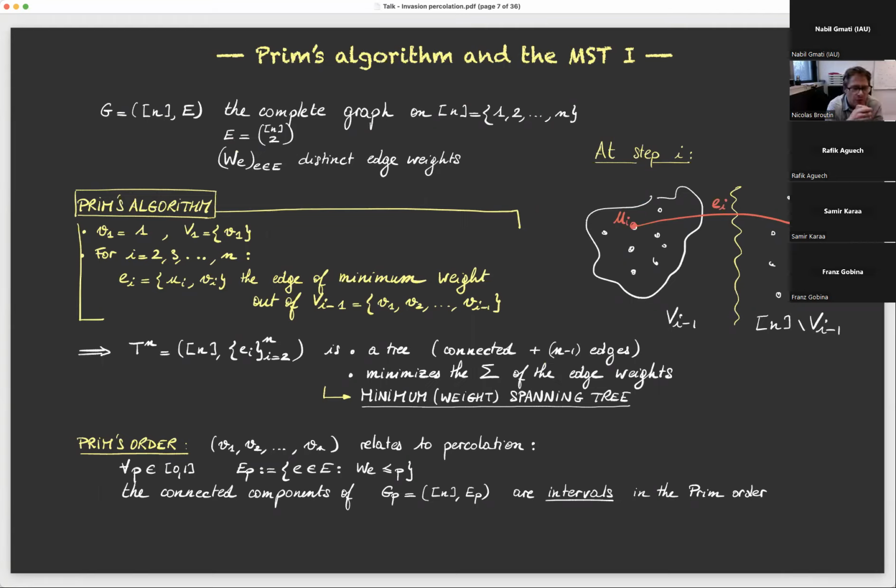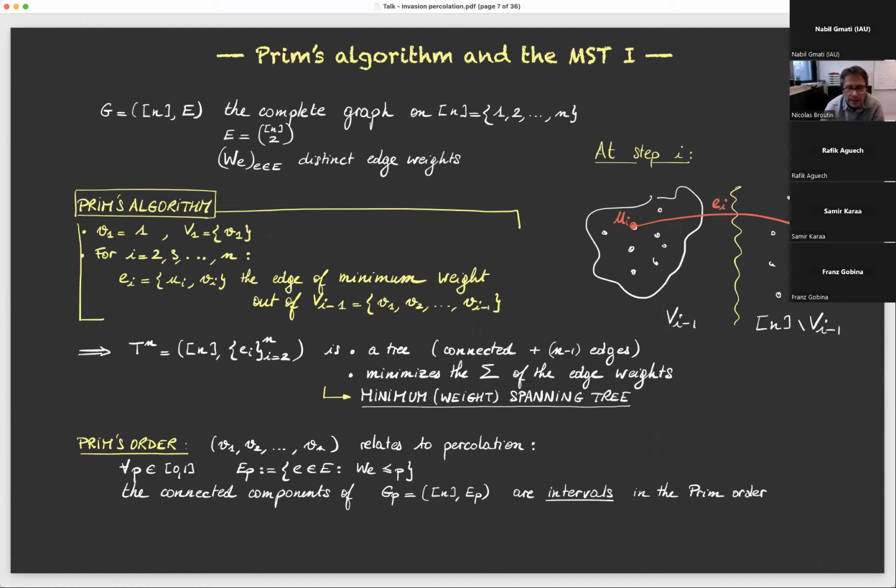And so what is this order? The order is the order in which you see the nodes in Prim's algorithm. So what is Prim's algorithm? Prim's algorithm is also an exploration, but it will not pick the nodes in any order. It will do the thing as follows. So my order will be V1, V2, ..., Vn. I will say that V1 equals 1, and then I will define Vi inductively step by step.